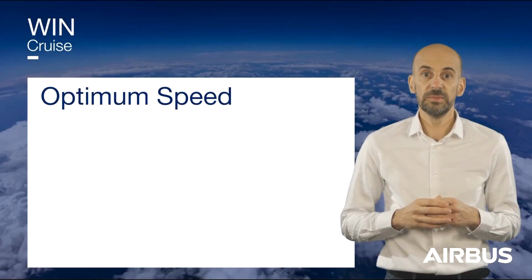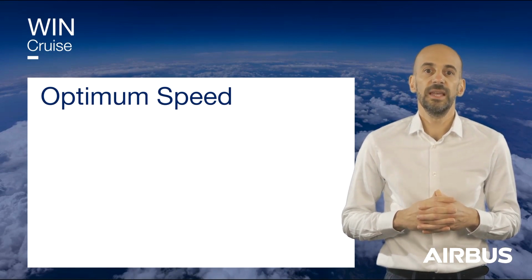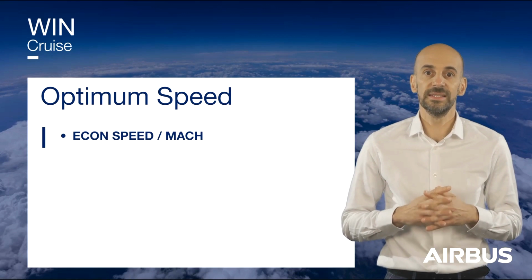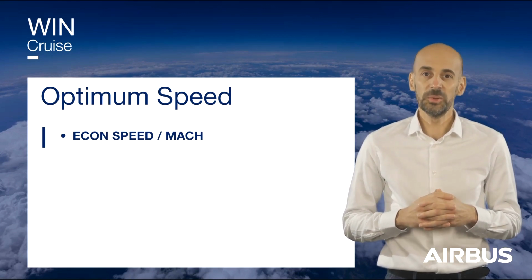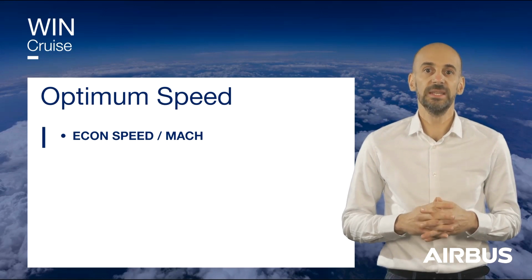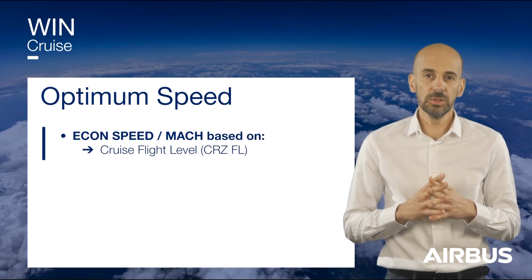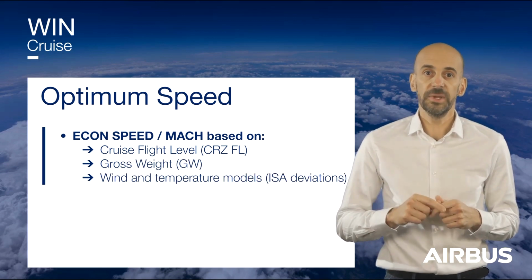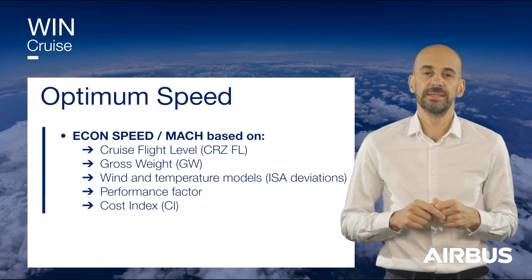What is the optimum speed? When there is no ATC guidance and no time or speed constraint, the optimum speed is the econ speed or Mach. The FMS computes the optimum target speed, econ speed Mach, using the cruise flight level, gross weight, wind and temperature models, performance factor, and cost index.